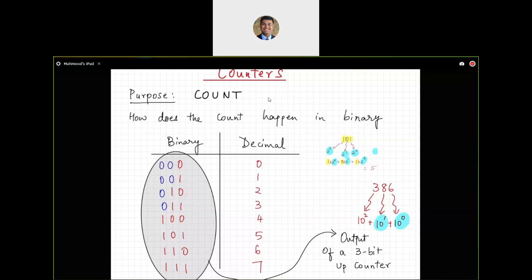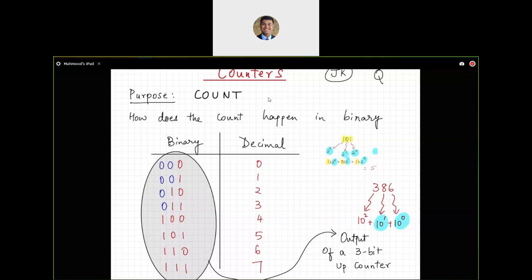So that's what the counters are. That's the objective, and that's what they should be doing. Now, when we were talking about the JK flip-flop, we were referring to the output as Q.